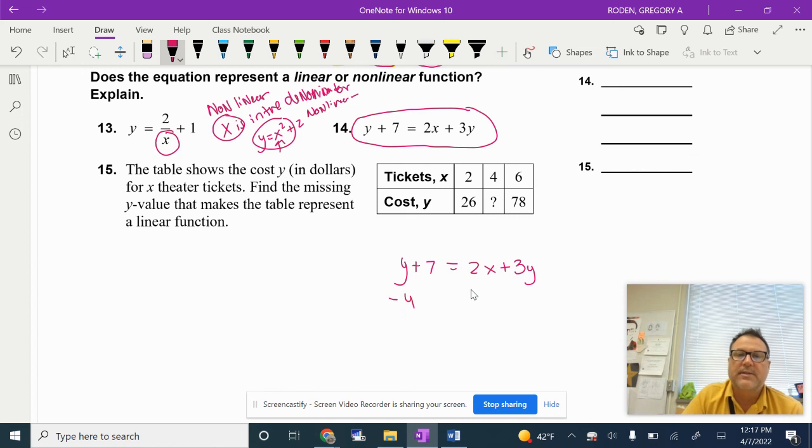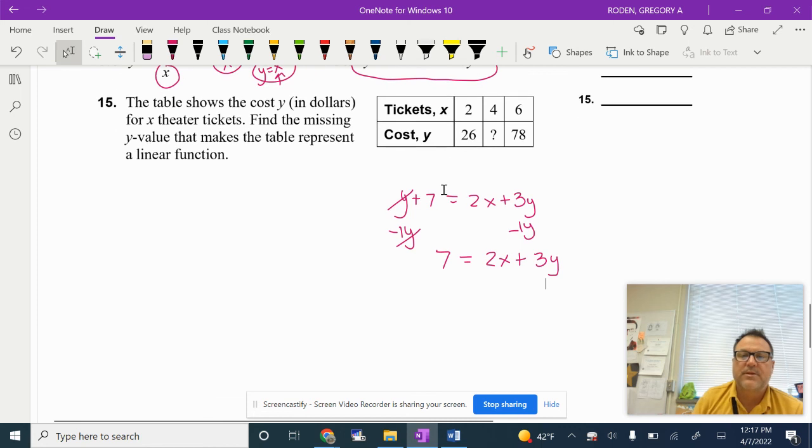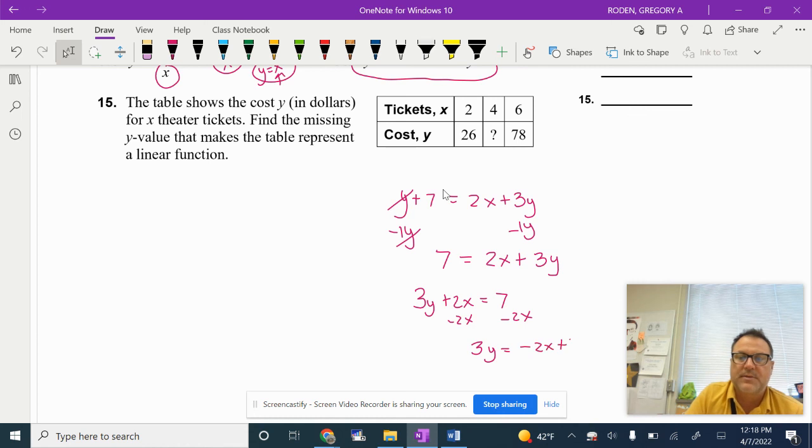So let's subtract a y from both sides. Well, that'll cancel out. So now I get 7 equals 2x plus 3y. Now, the next thing I'm going to do, let me just flip this around because I want to put my y on the left. So I have 3y plus 2x equals 7. All I did is just switch the sides, and that's fine. Now, let's move this x over to the other side by subtracting 2x from both sides. So now I get 3y equals negative 2x plus 7.